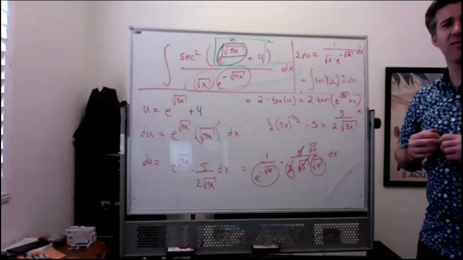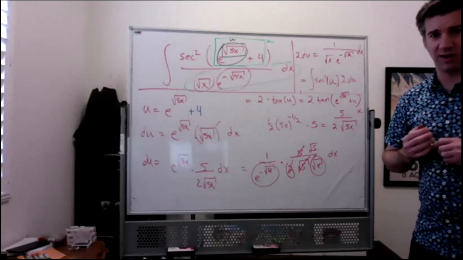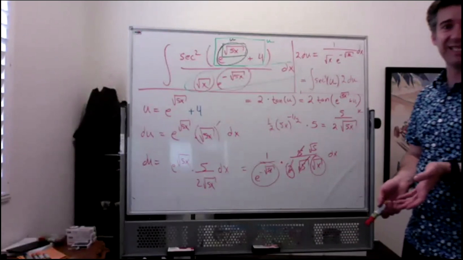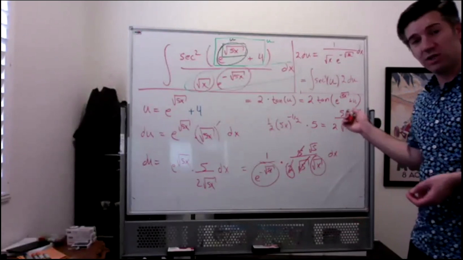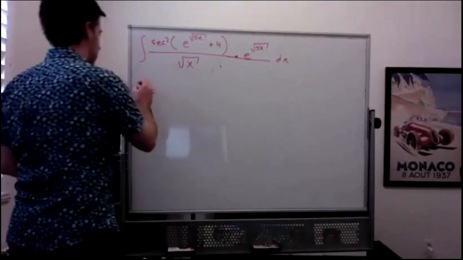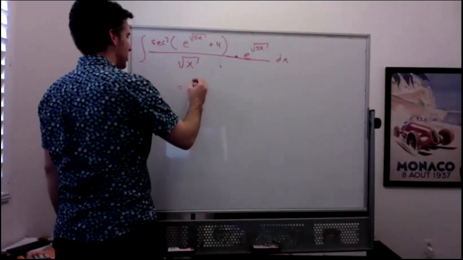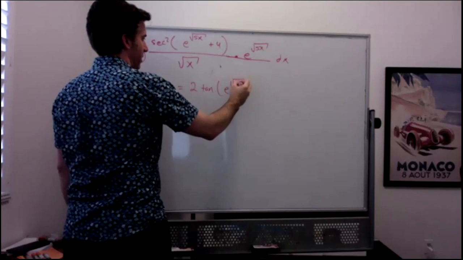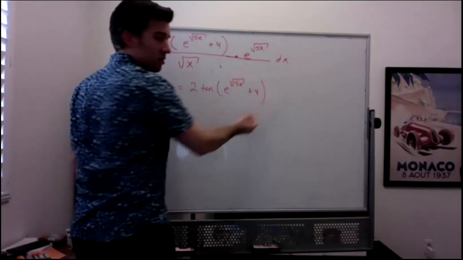Let's say that we weren't thoroughly convinced that this was correct, because I could see after doing all this work feeling like it would have been really easy to make a mistake somewhere. We can check this by finding the derivative. Let's go to the other side. So we said our answer was 2 times tangent of e to the square root of 5x plus 4.